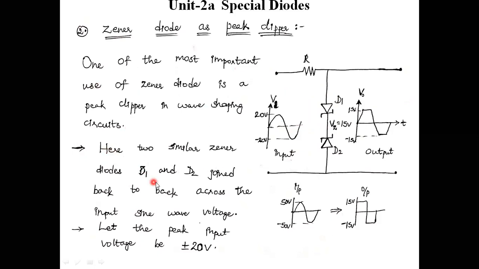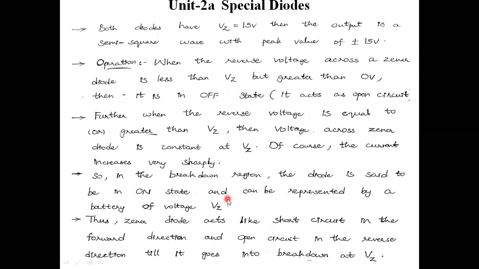Two similar Zener diodes D1 and D2 are joined back to back across the input sinusoidal wave voltage. Let the peak voltage be plus or minus 20 volts. Both diodes have Vz equal to 15 volts.